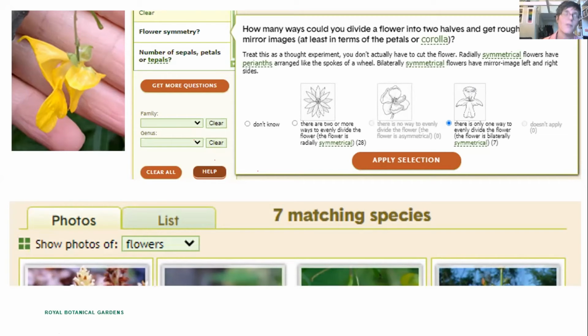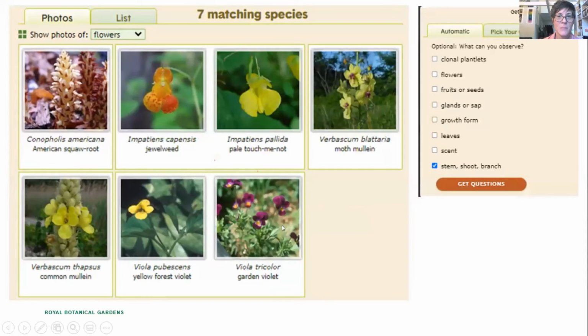And there's a whole bunch of words for describing the same thing. In this particular manual, they call it a bilaterally symmetrical flower. So we'll choose this one. That takes us down to 7 matching species. That's exciting. All right, at this point, I could just look at the pictures and pretty easily get to what my plant is, but I'm having so much fun answering questions. I want to answer more. So I'm going to say, get me more questions.